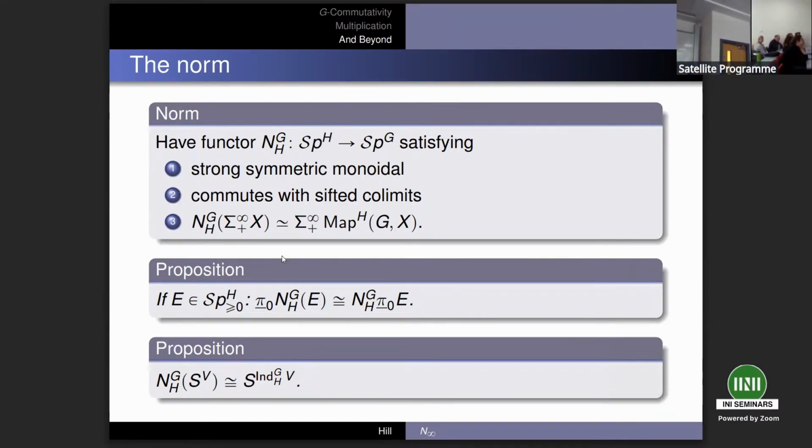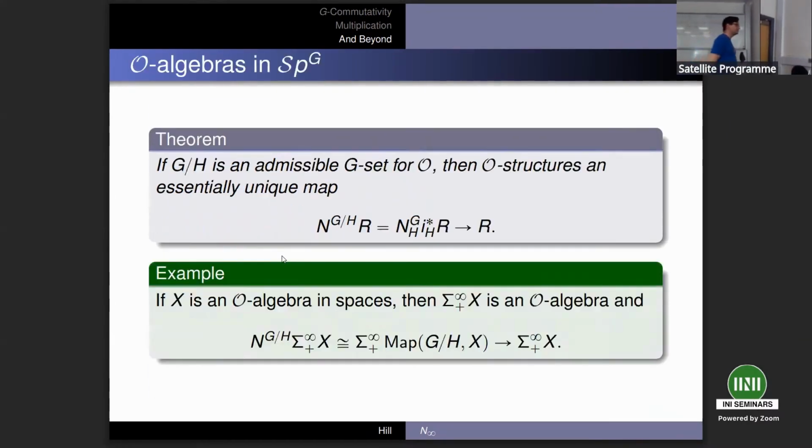Its properties are that it's strong symmetric monoidal, it commutes with sifted colimits, and the infinite suspension is actually a strong G symmetric monoidal functor. So that's why I actually brought it up earlier. So because of this, I can actually compute a bunch of things. You can work out that the norms of the representation spheres are the induced representation spheres. You can work out that if I have something that's connective, then the norm is also connective, and that pi zero of the norm is the norm of the pi zeros.